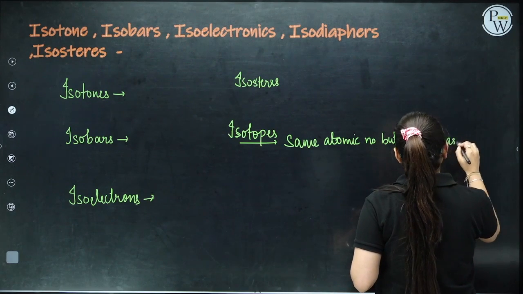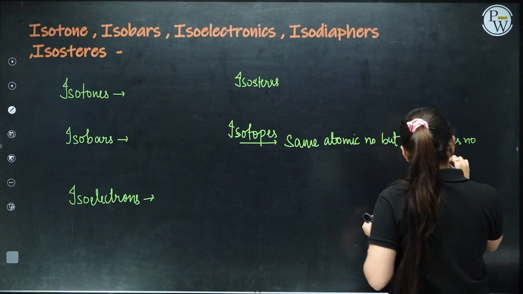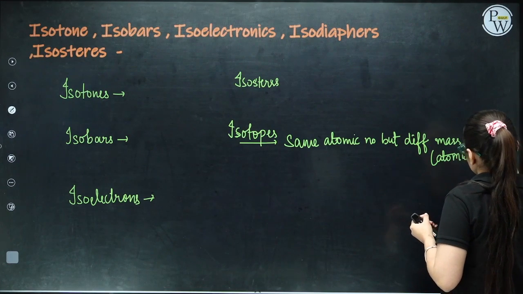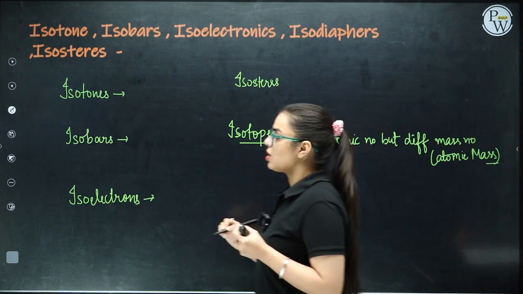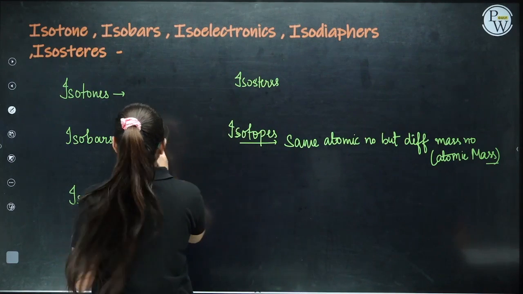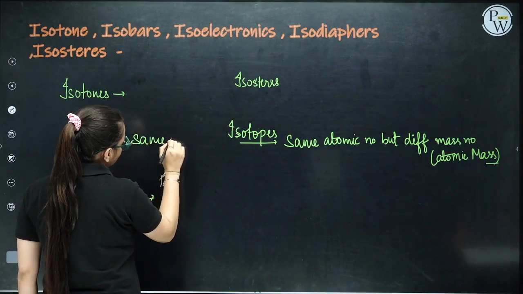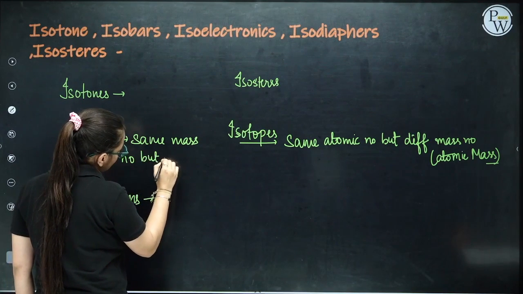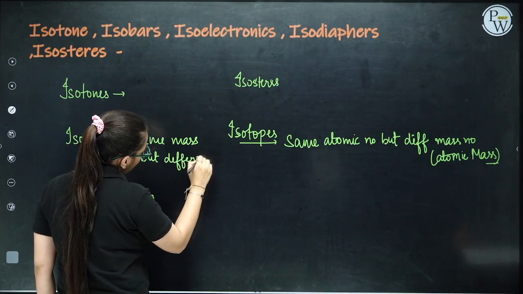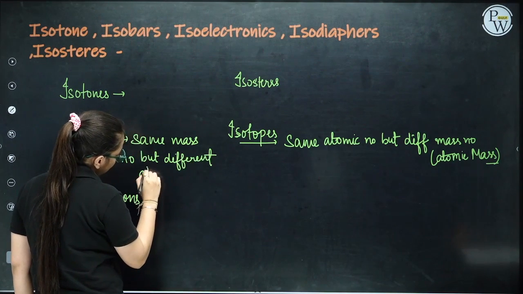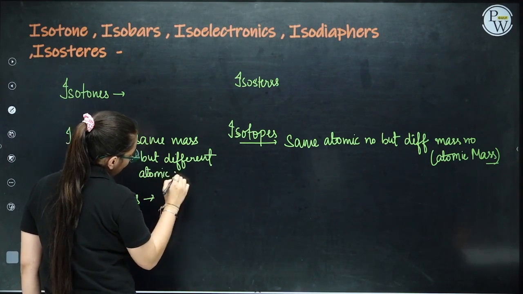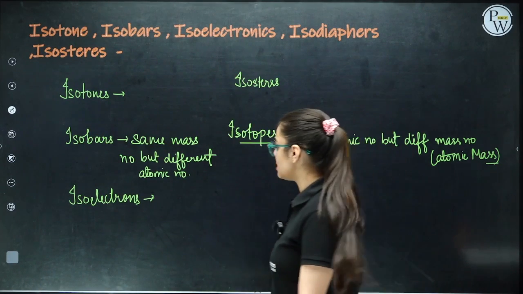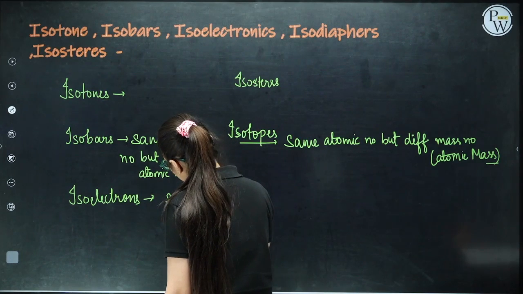Mass number, you can write mass number or atomic mass. It's up to you. Yes, everyone. Now let us talk about isobars. Just the opposite: same mass number but different atomic number. Talking about isoelectronics or isoelectrons, it has the same number of electrons.